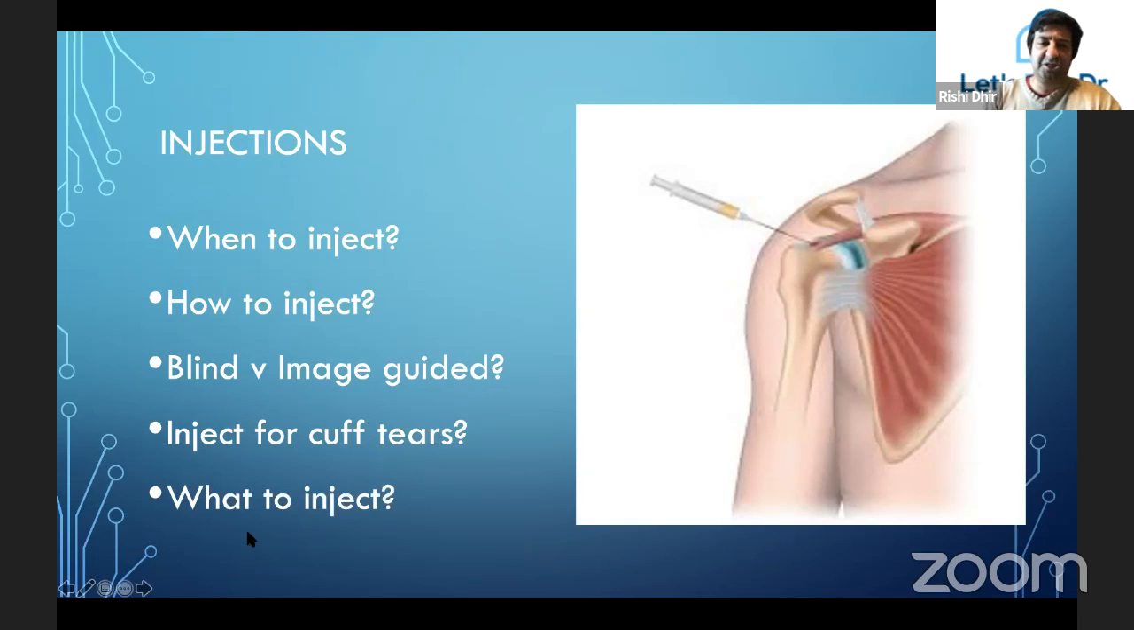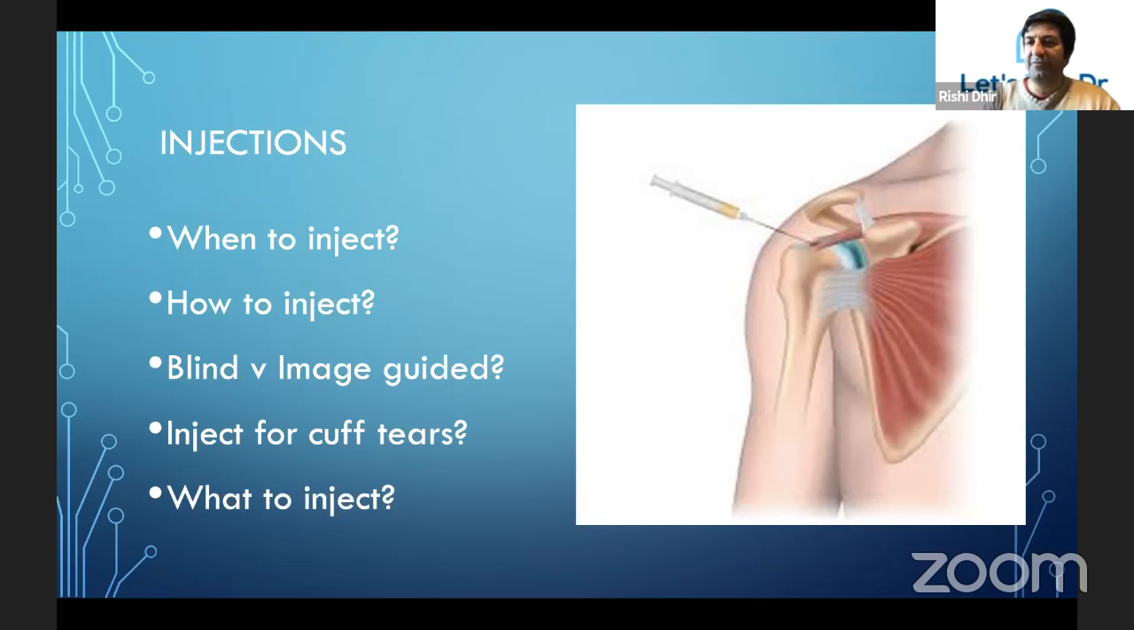And then the last question is, what would you inject? There are various different things that we can inject. Most commonly, we give local anesthetic and steroids. I tend to give Kenalog, about 40 milligrams, and then also Marcaine or Lignocaine mixed together. Remember, steroid can damage the tendon, so I tend to limit my tendon injections to maybe 1 or 2 max.